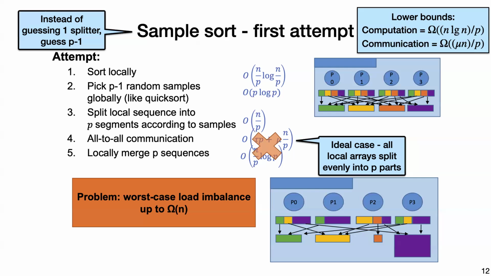So the first step is that you sort the elements locally, which is taking this amount of time, n over p log n over p, because the input size is n over p on each process. Then step 2 is to pick p minus 1 global random splitters. And that is going to take p log p time.